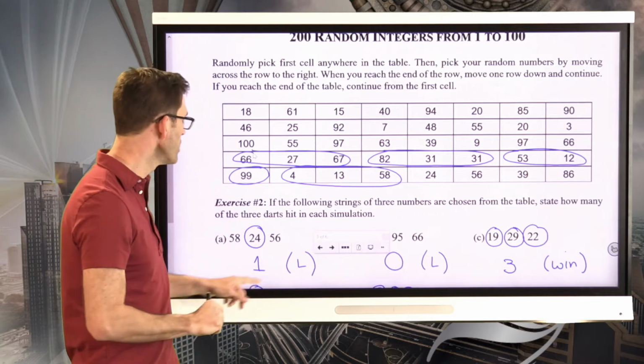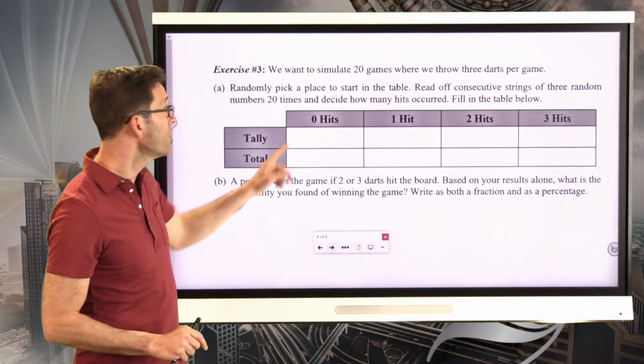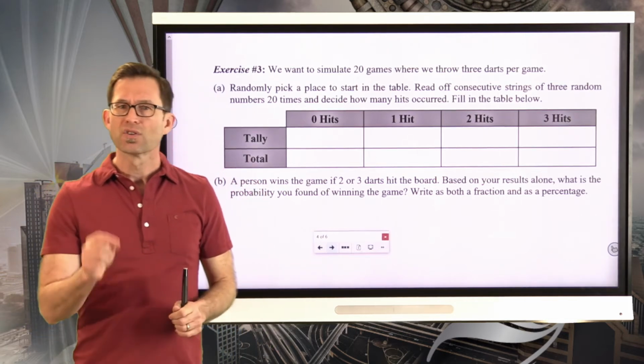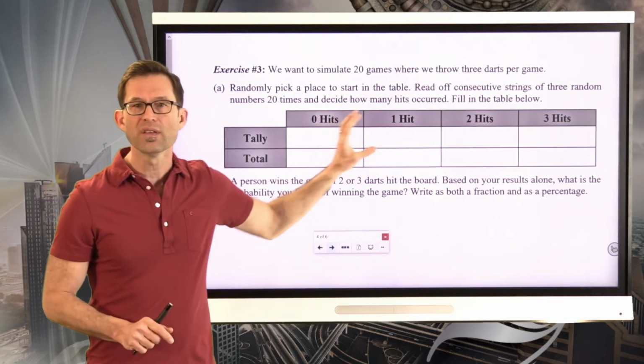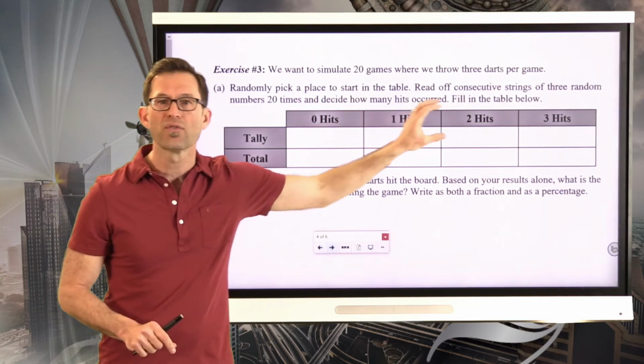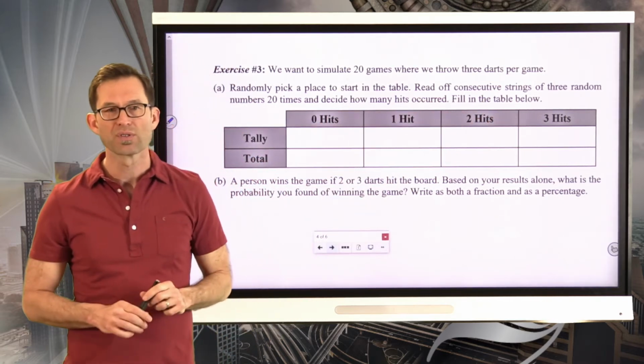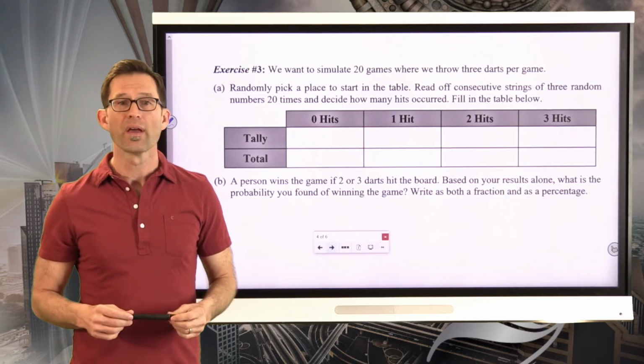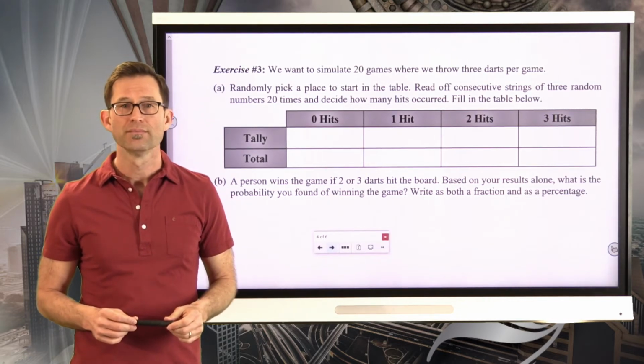All right, that's all I want you to do. But I want you to do it 20 times. I want you to play the game enough so that you start to see which of these categories, 0 hits, 1 hit, 2 hits, or 3 hits, are the most common. Pause the video now and go through this table and simulate playing the game 20 times.